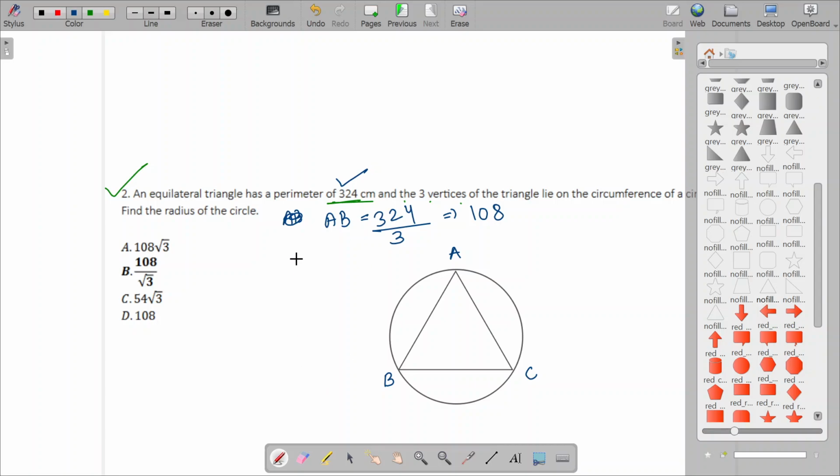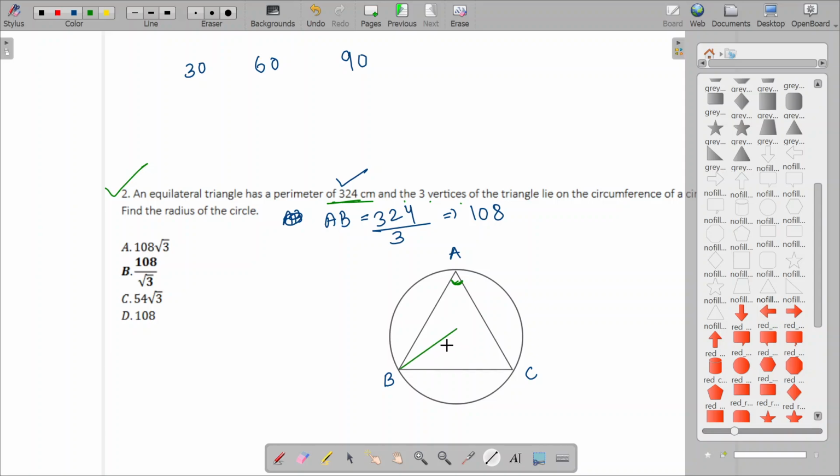Now, let's try the concept of special triangle. I told you whenever an equilateral triangle is inscribed in a circle or a circle is inscribed in an equilateral triangle, we get a 30, 60, 90 special triangle. How? Let me show you here. So, what I'm going to do, you know that all angles are 60 degrees. So I'll draw a bisector and join the center.